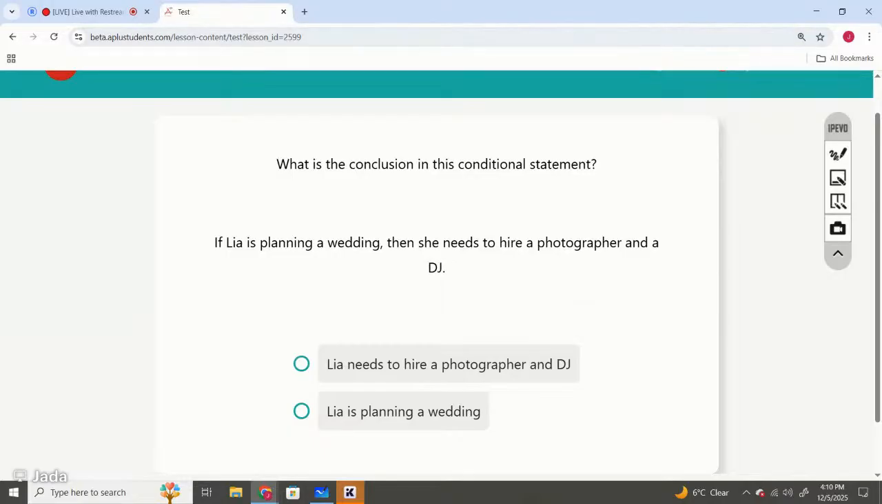What is the conclusion in this conditional statement? If Leah is planning a wedding, then she needs to hire a photographer and a DJ. So which is the correct option? The conclusion is Leah needs to hire a photographer and DJ. Option number 1 is the correct option.